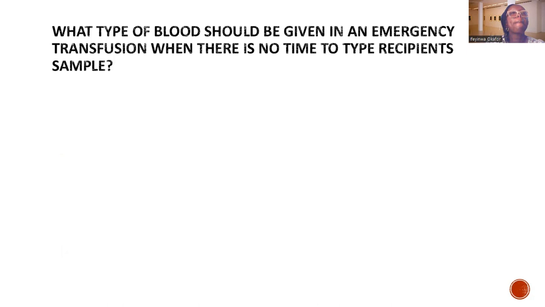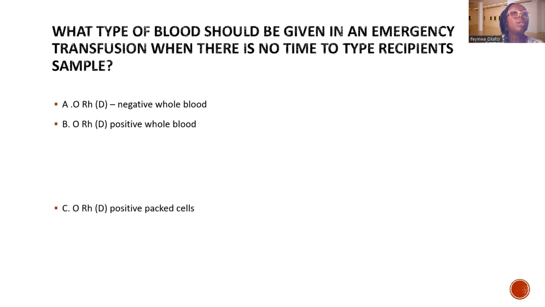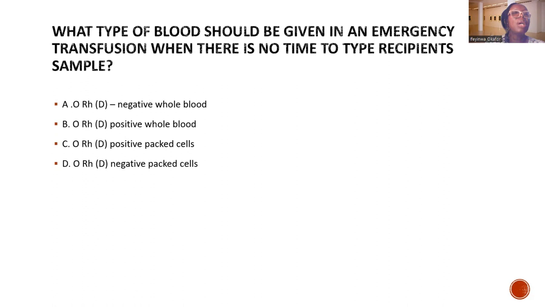What type of blood should be given in an emergency transfusion when there is no time to type the recipient sample? One, O RhD negative whole blood. O RhD positive whole blood. O RhD positive packed cells. O RhD negative packed cells. Answer is A, O RhD negative whole blood.